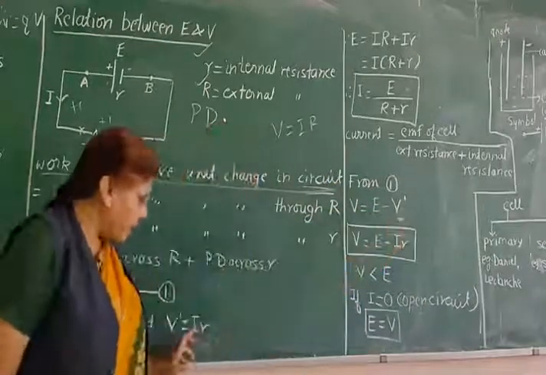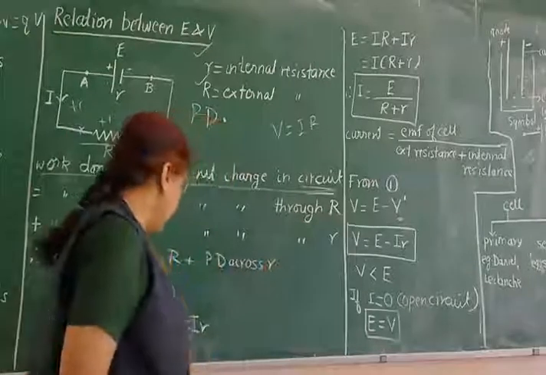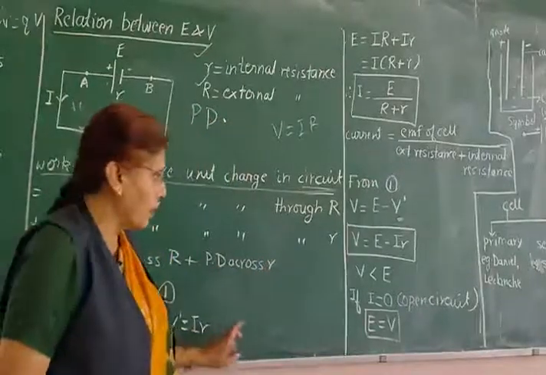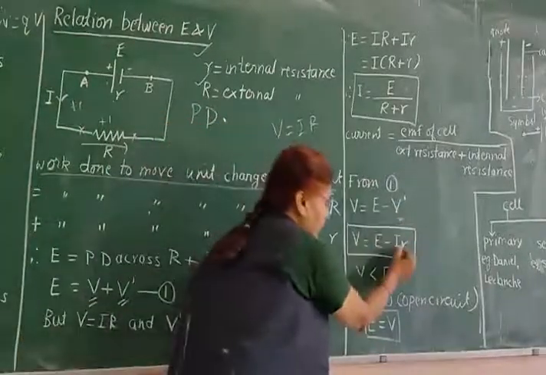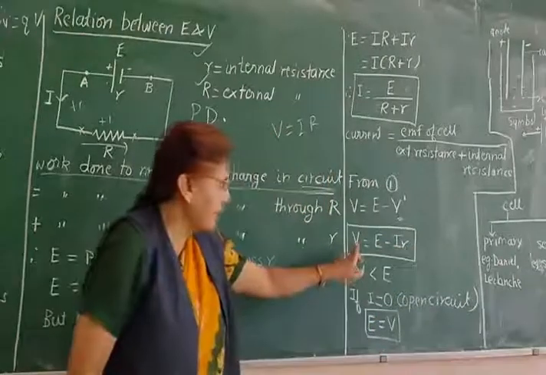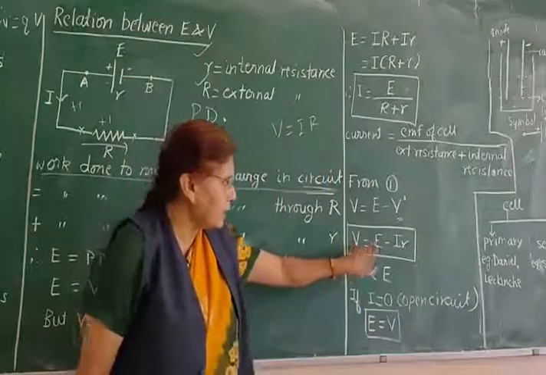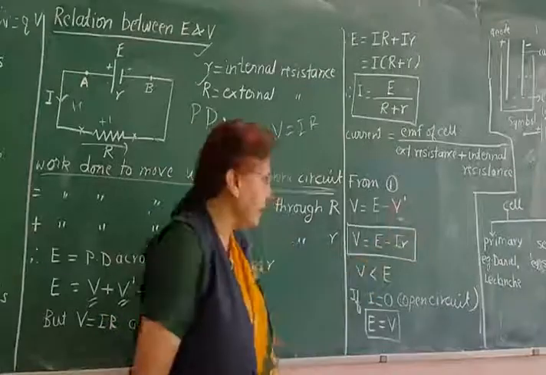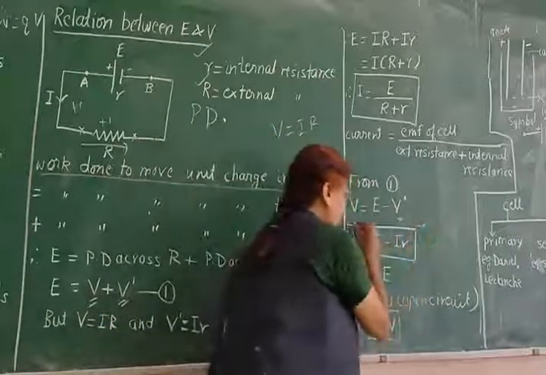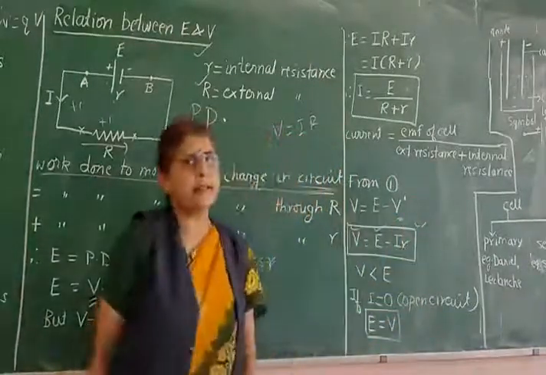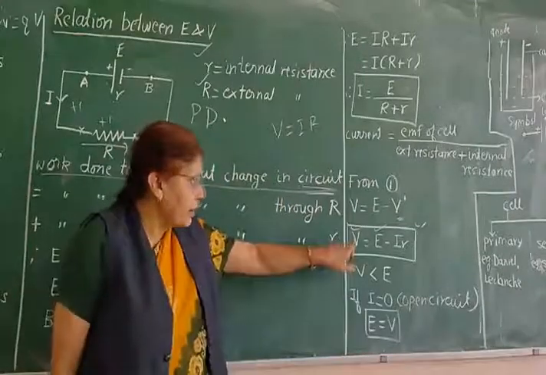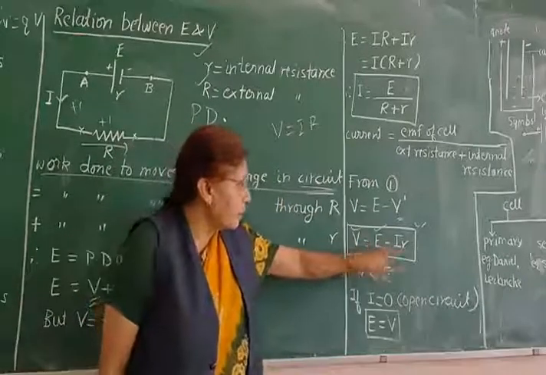V dash, you already know what the value of V dash is. You have written it as I into small r, so I have put the value of V dash as I into r. So we have this equation now: V is equal to E minus Ir. This is the relation between V and E. Observe the equation very carefully. What is V? V is equal to E minus Ir.